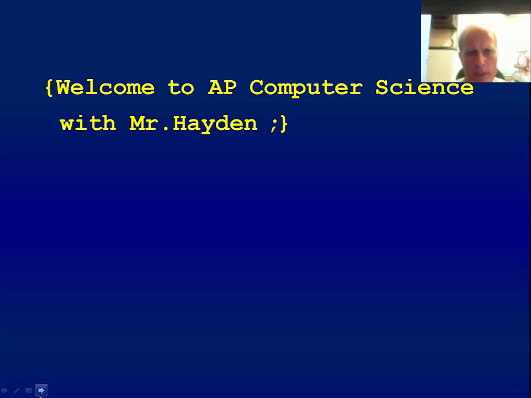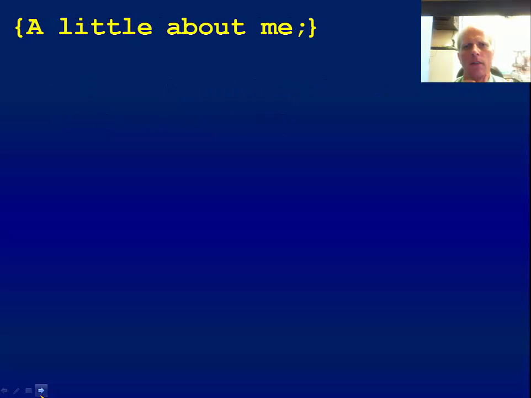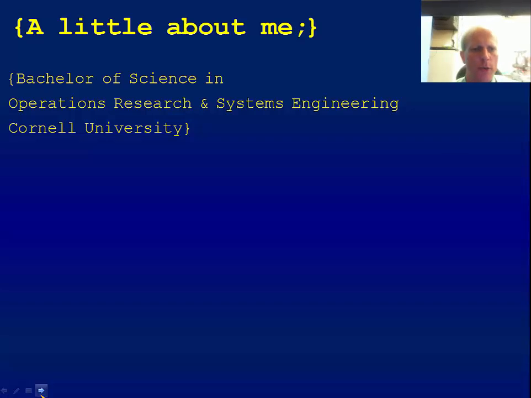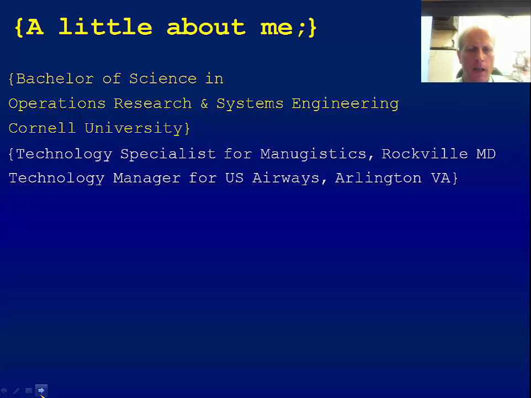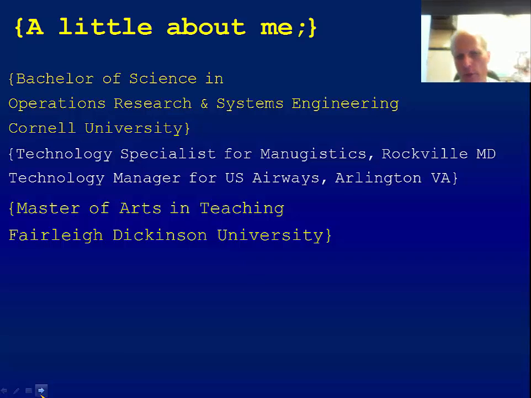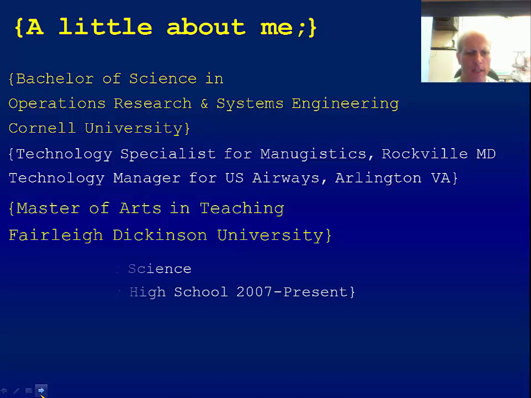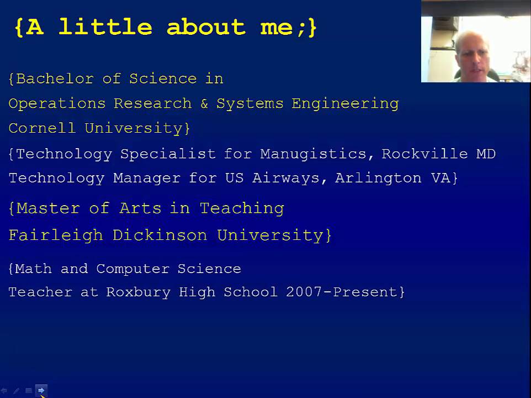I'll be your child's teacher, Mr. Hayden. A little bit about me. I have a Bachelor of Science degree in Operations Research and Systems Engineering from Cornell University. I worked as a technology specialist for many years for a software company in Rockville, Maryland, and for a legacy airline, U.S. Airways in Arlington, Virginia, into the early 2000s, before getting a Master of Arts in Teaching from Fairleigh Dickinson. And I've been a math and computer science teacher here at the high school since 2007. And I've taught computer science since 2010, and I really love it.